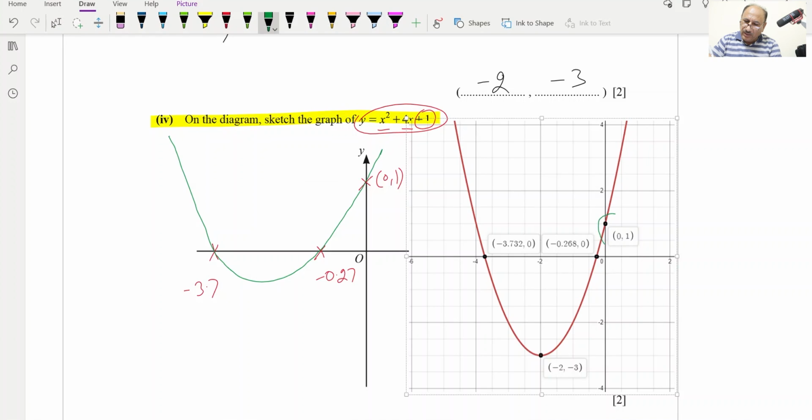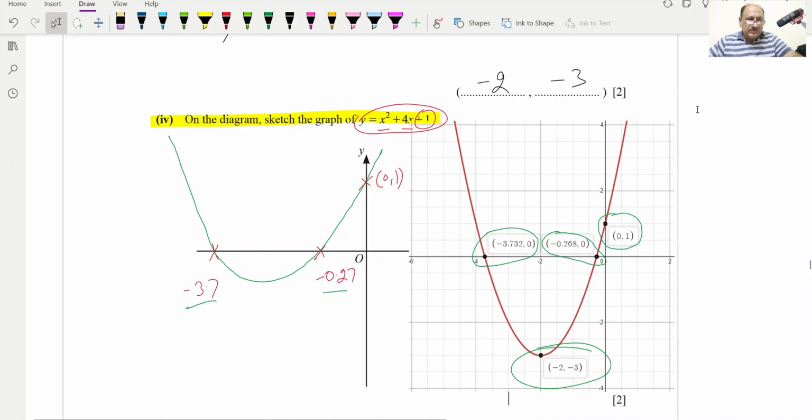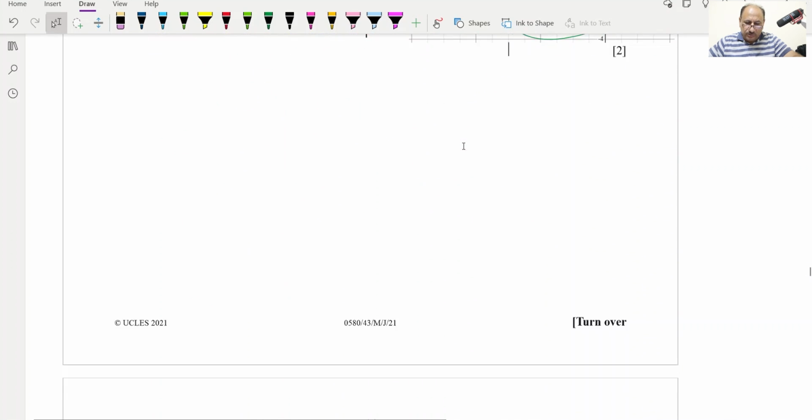You can see here the y intercept is 0 and 1, and this x intercept they have provided is minus 0.268, and the other x intercept value is minus 3.732, so both values are matching with this. This is the minimum point, which is not required in sketching, we are not giving the minimum point. So this is done. Hopefully you understood this.